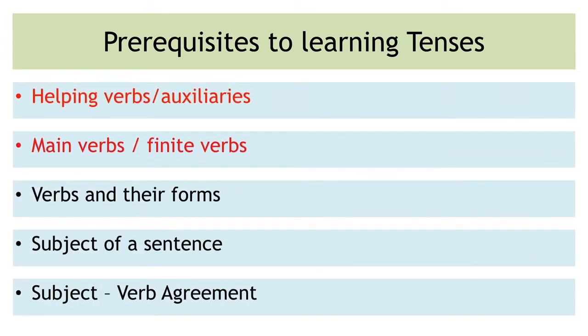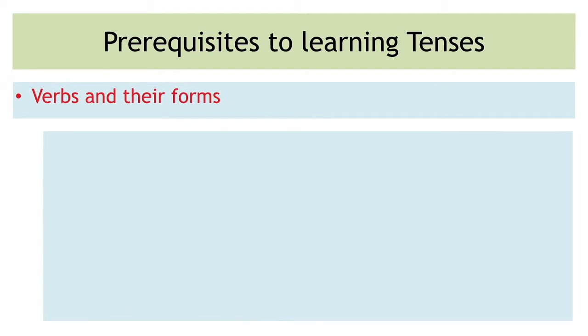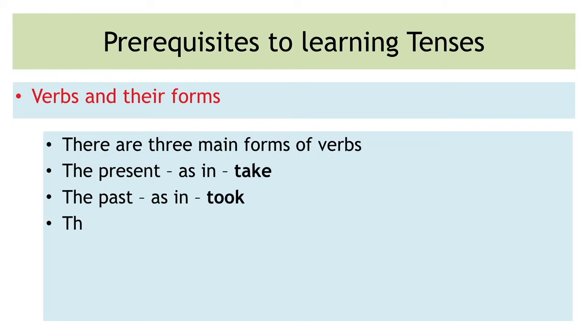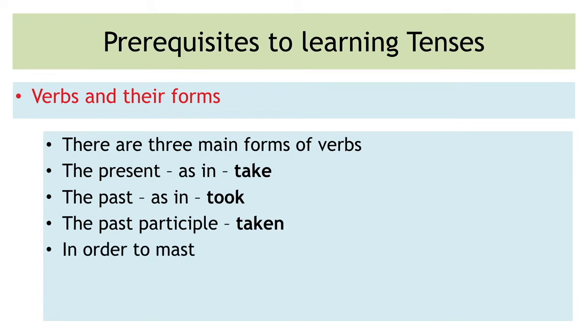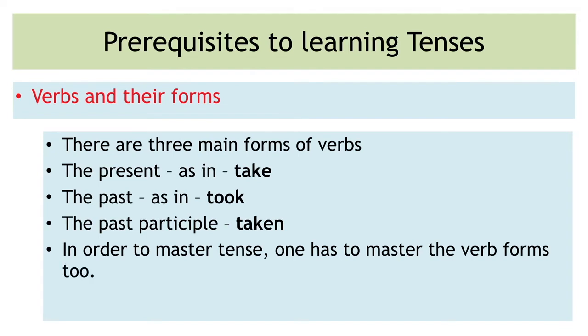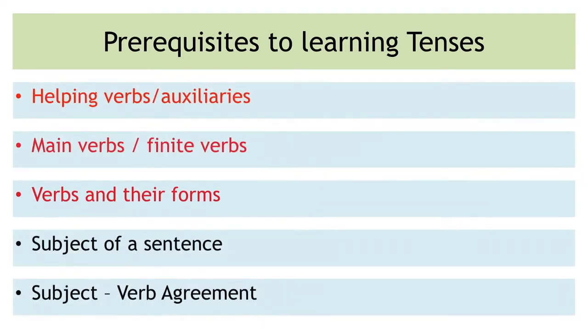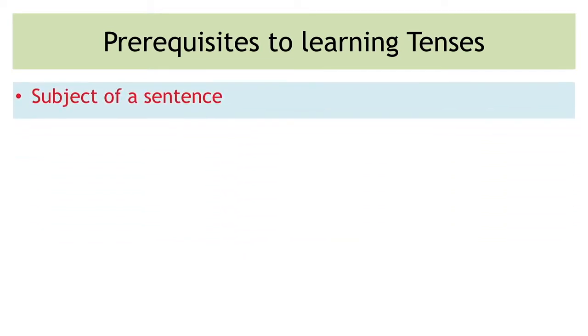Now let us go to verbs and their forms. There are three main forms of verbs: the present, as in take; the past, as in took; the past participle, as in taken. Now, in order to master tenses, one has to master the verb forms too. So, after we have completed verbs and their forms, let us understand the subject of a sentence.